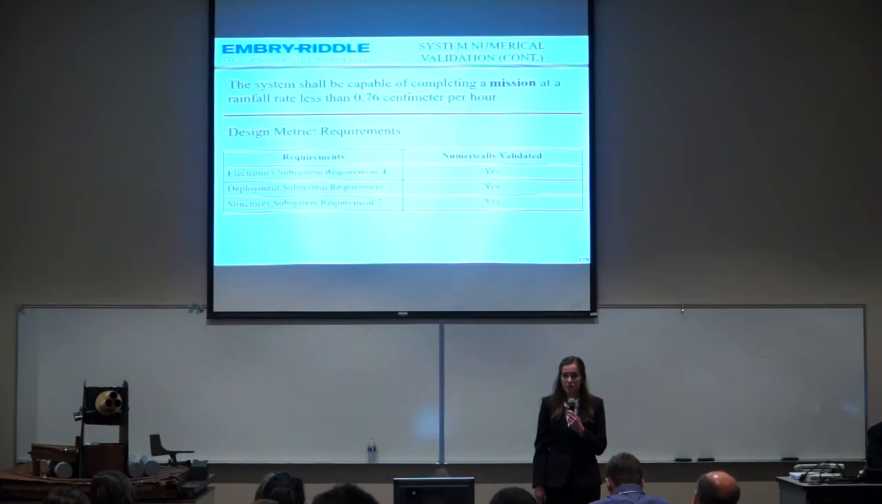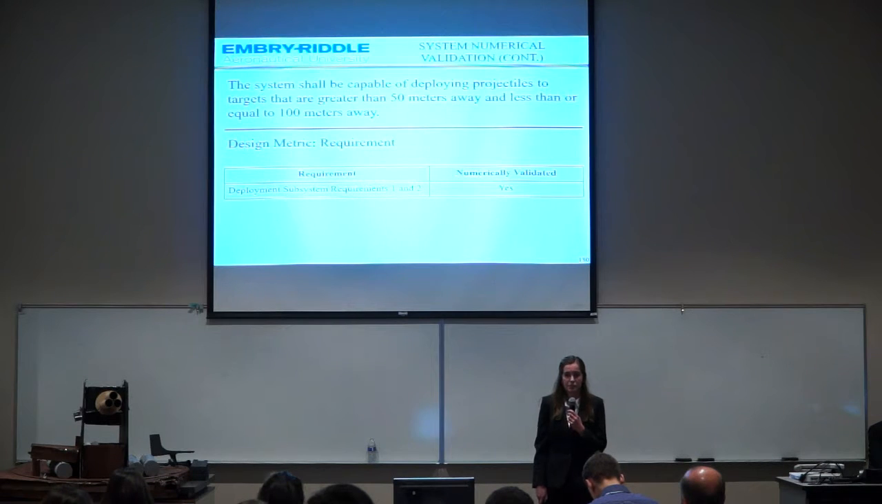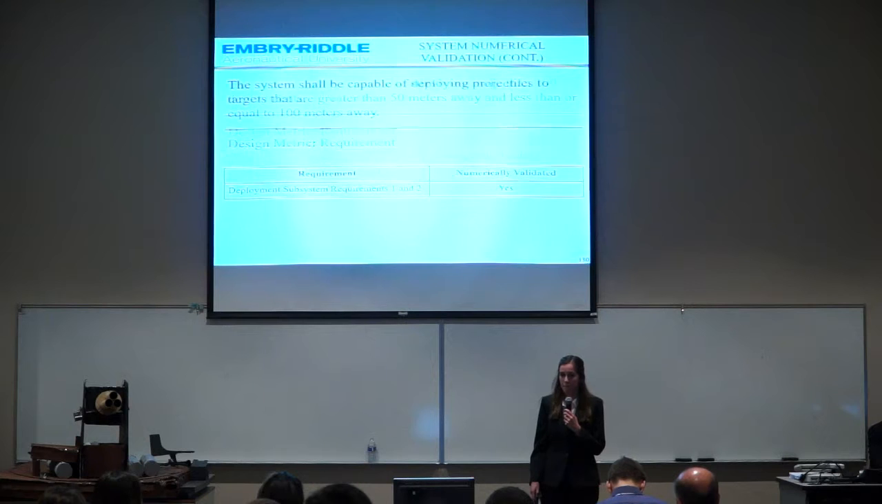Next, the system shall be capable of completing a mission with a rainfall rate less than 0.76 centimeters per hour, which has been numerically validated by all three subsystems. The system shall be capable of deploying projectiles to targets that are greater than 50 meters away and less than 100 meters away, which has been numerically validated by the deployment subsystem.